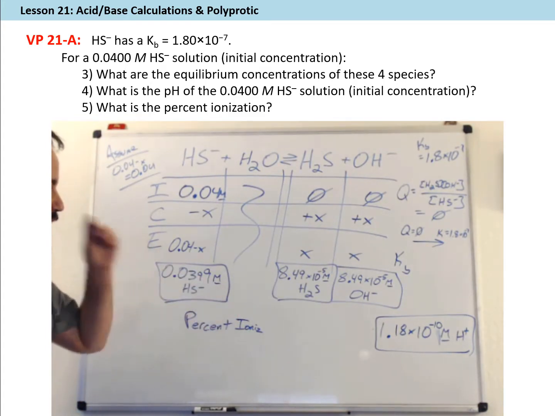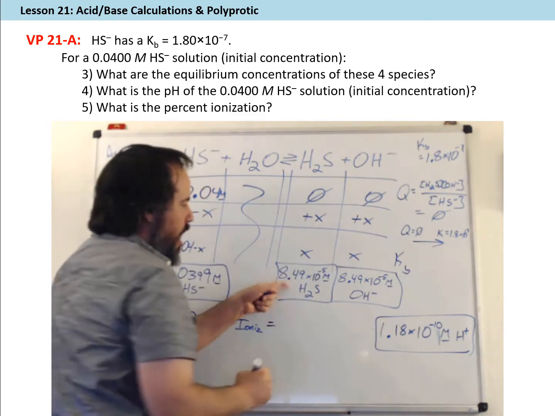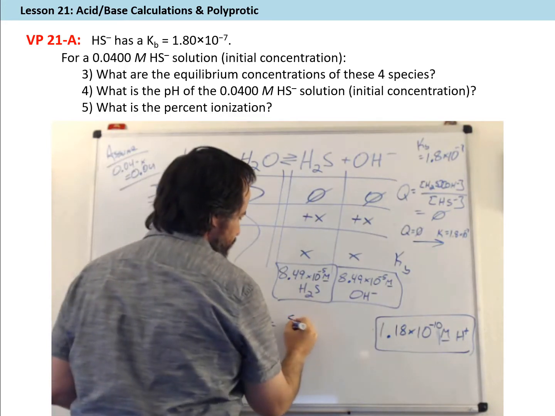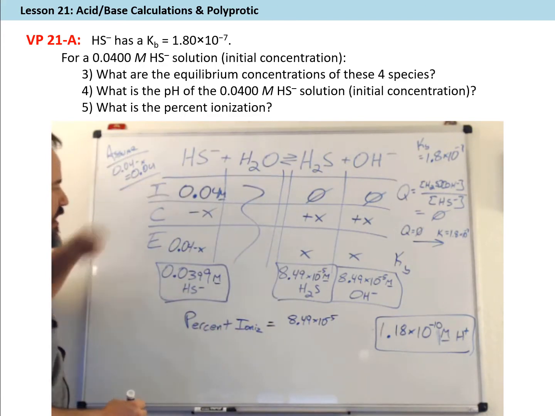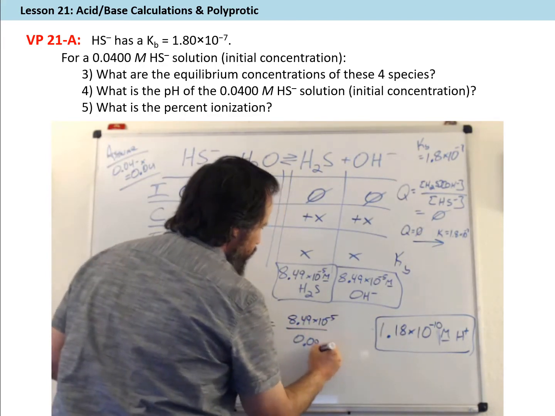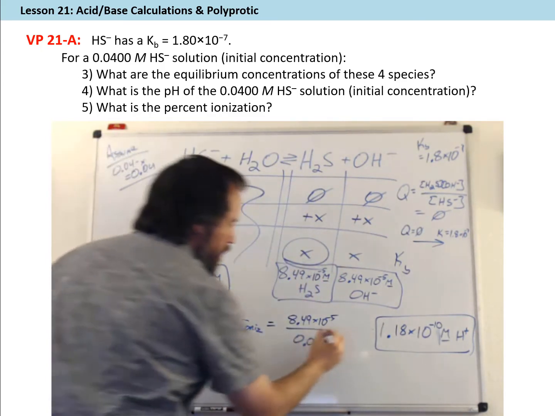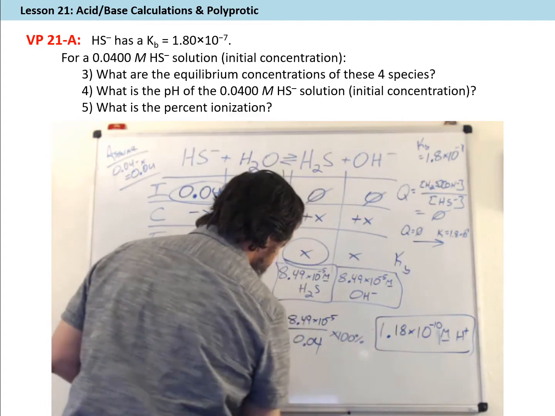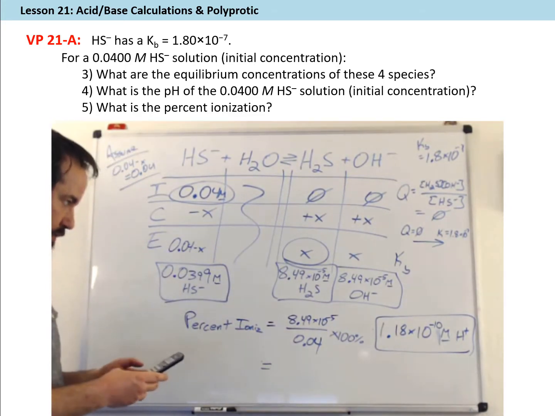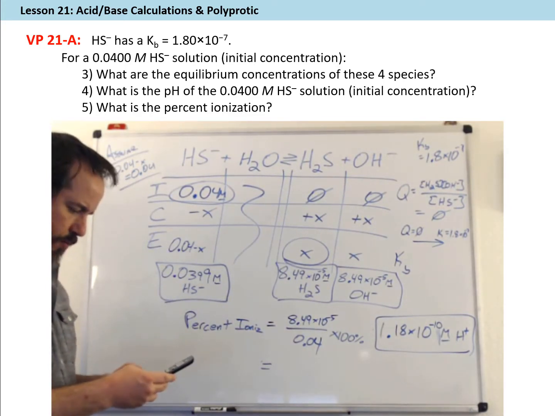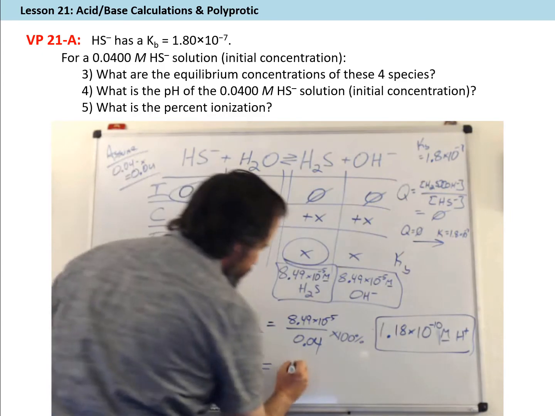Percent ionization for a base will always be the amount of the base plus that H plus at equilibrium over the amount of base I had at the beginning. So this 0.04. Okay, so it's this number over the initial number. And then I'm going to multiply that by 100%. When I put this in my calculator, 8.49 e to the minus 5 divided by 0.04, multiply by 100. This gets me 0.21%.